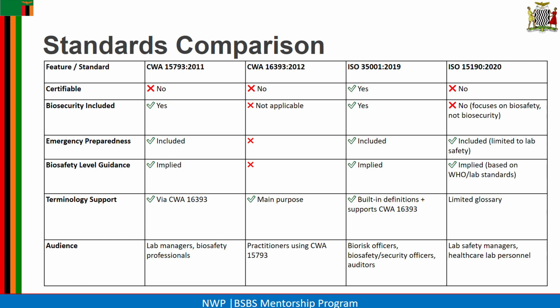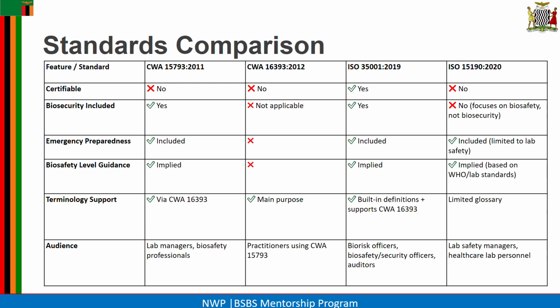What is the audience? For 15793, the main audience are lab managers and biosafety professionals, and for CWA 16393, practitioners using CWA 15793. So anyone that 15793 prescribes as the main audience is the same audience as 16393. Then for 35001, the main audience are the biorisk officers, biosafety and biosecurity officers, as well as auditors.